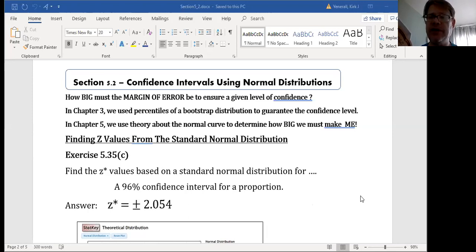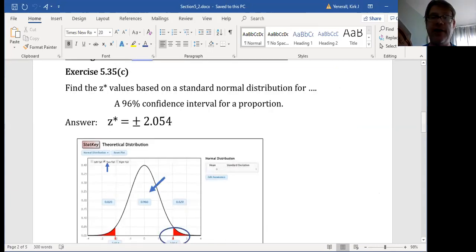So to begin here, we're going to take a look at an exercise from your text, problem 35C from chapter 5. In this particular problem, the challenge is not to construct the interval, but to find the special z-scores, we call them z-star values, that would be useful for constructing a 96% confidence interval for a population proportion. Now you can see I've given the answer here that the values are 2.054 and negative 2.054. But how did I come up with those values?